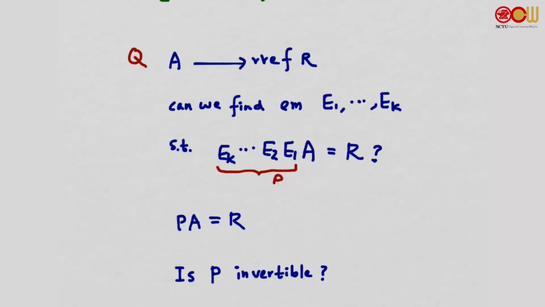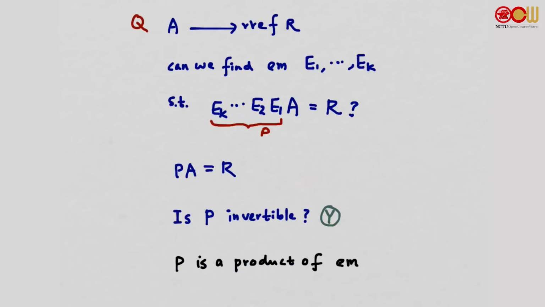Is this P matrix invertible? What is P? P is the product EK to E1. But we know each elementary matrix is invertible. So the product is also invertible. So yes, P is invertible. And furthermore, P is a product of elementary matrices.